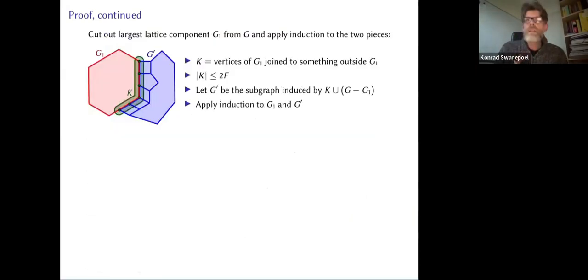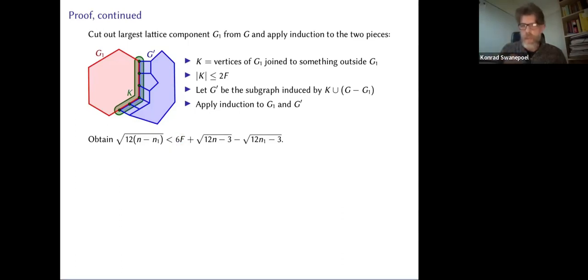Okay, now we can cut this largest one out and so we subdivide the graph into two pieces. So there's some common boundary K. These are all the vertices of the largest lattice component joined to something outside. I also want those things to be part of the complement. I can bound the number of those vertices again in terms of F. Then I apply induction to both pieces. Again, some work. And I end up with this lower bound for F. So this is essentially a lower bound for F.